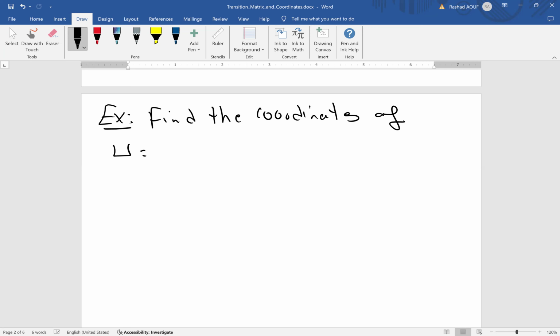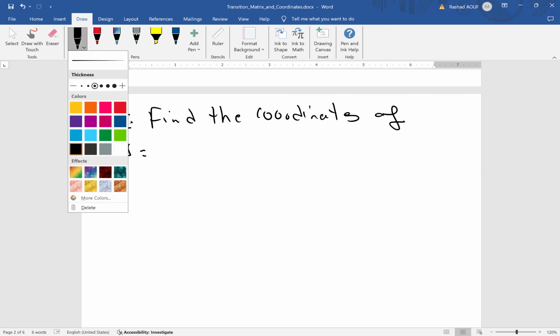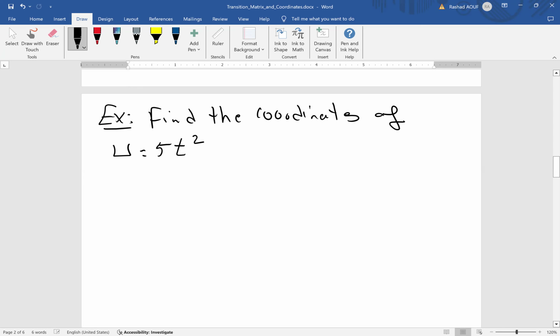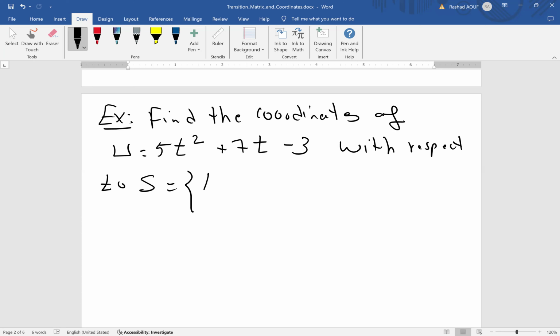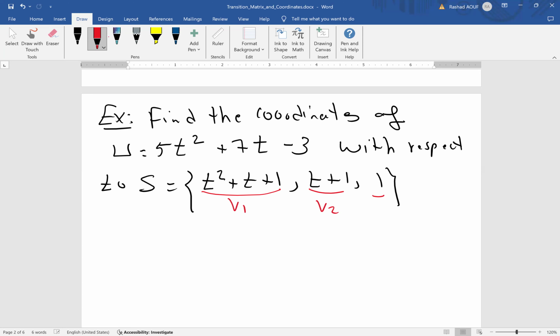of u, a polynomial of second degree, u equal 5t squared plus 7t minus 3, with respect to the basis S equal t squared plus t plus 1, t plus 1, and 1. For us, it is as if these are v1, v2, and v3, similar to the alpha we worked with before.